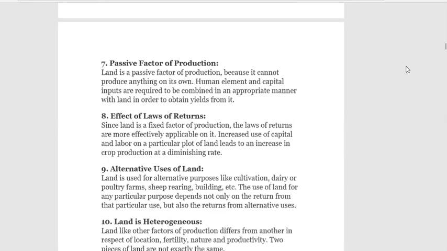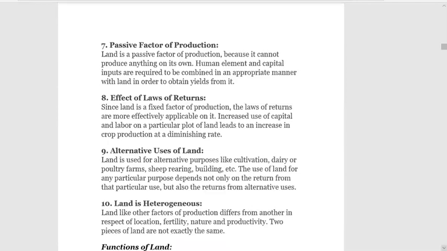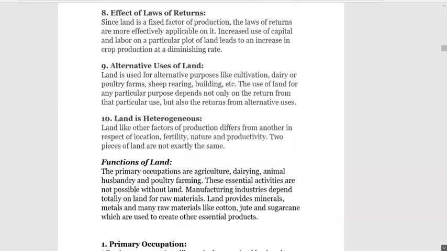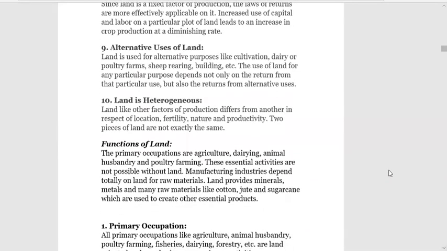How much you are going to get from that land, so far as economic return is concerned, that is up to you. You can use the land for any purpose. What are those purposes? As I mentioned, you can use it for cultivation, for poultry, for building, and so many other things.